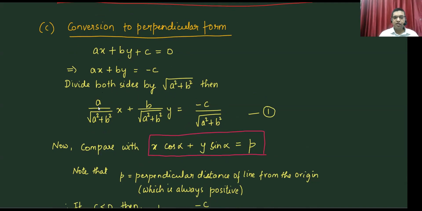So what do you get? a by root of a square plus b square times x plus b by root of a square plus b square times y is equal to minus c by root of a square plus b square.